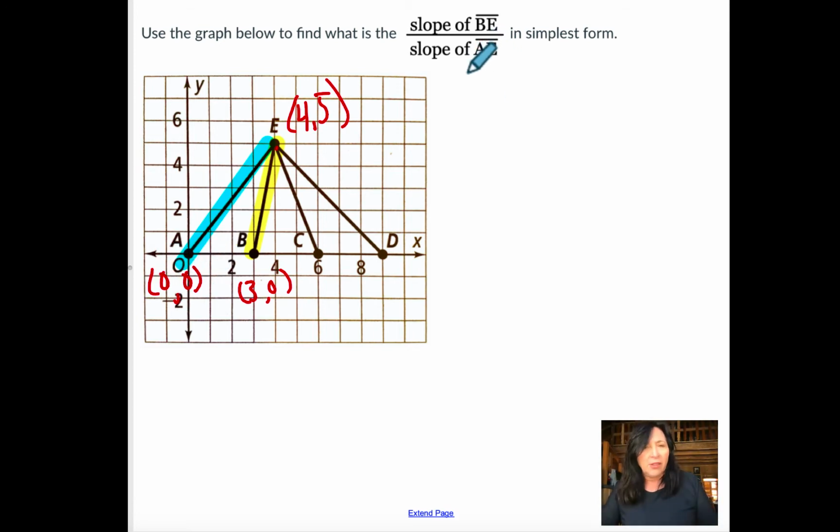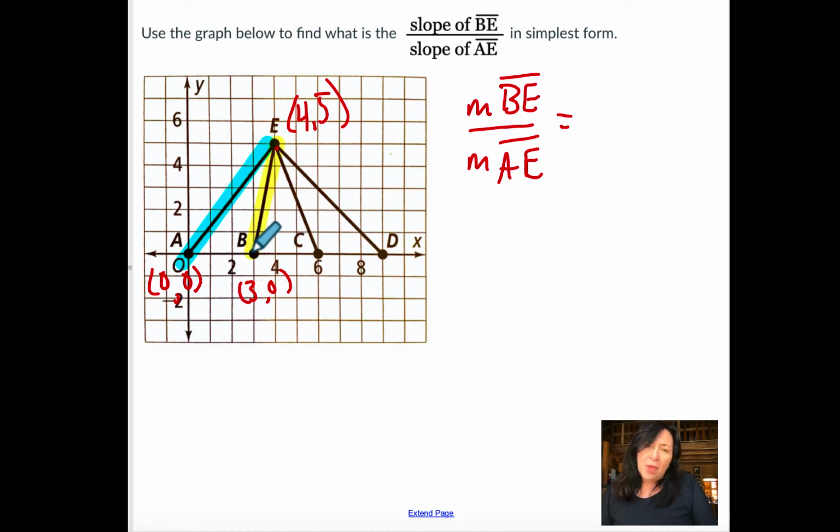So if I'm finding the ratio of 2 slopes, I'm going to start with BE because that's what's on top. So you've got the slope of segment BE, and then the slope of segment AE. Slope is rise over run. So I could say the rise, which is straight up, is up 5 over 1. My slope is 5 over 1, which is 5.